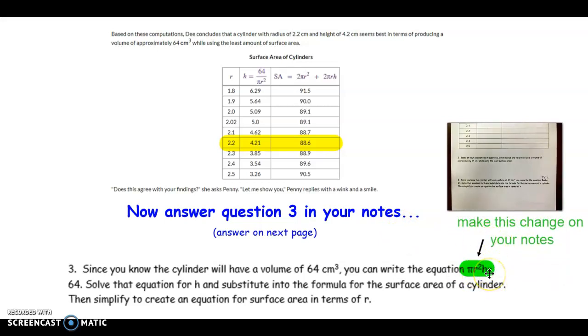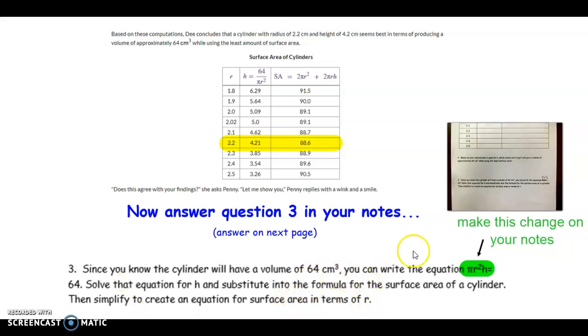It says 2 pi r h equals, but that's not the equation for volume. It's pi r squared h equals 64. So solving that equation for h and substituting it into the formula for the surface area of the cylinder, we can then simplify to create an equation for the surface area in terms of r.